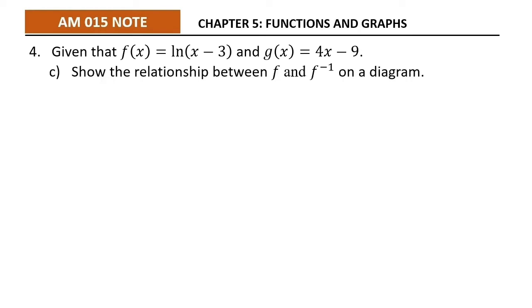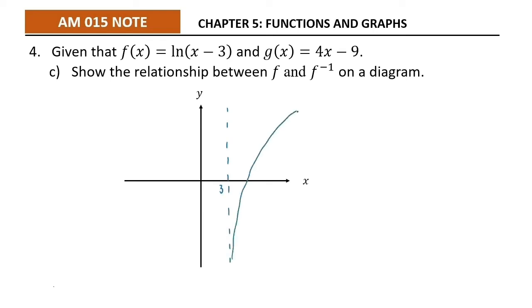C. Show the relationship of f and f inverse on a diagram. Sketch the graph of f(x) and f inverse on a diagram. The asymptote is at x equals 3. f(x) from the asymptote positive, so this is f(x). And f(x) crosses the x-axis at y equals 0. y equals 0, ln(x minus 3) equals 0. x minus 3 equals e to the power of 0, x equals 4. So this is 4.